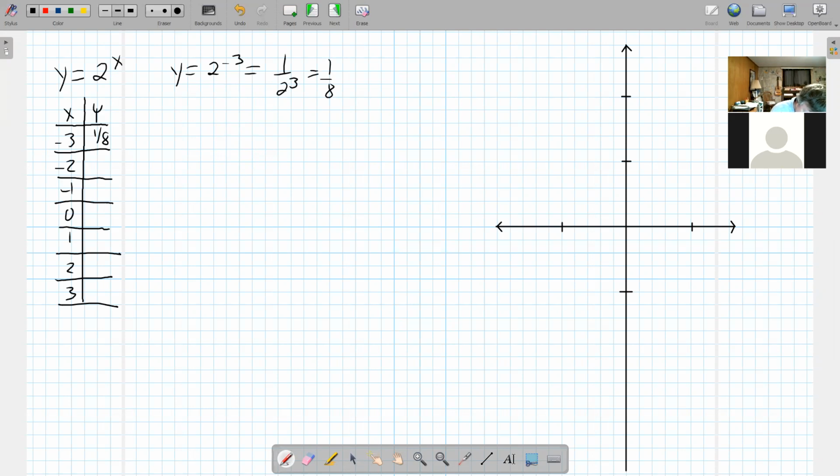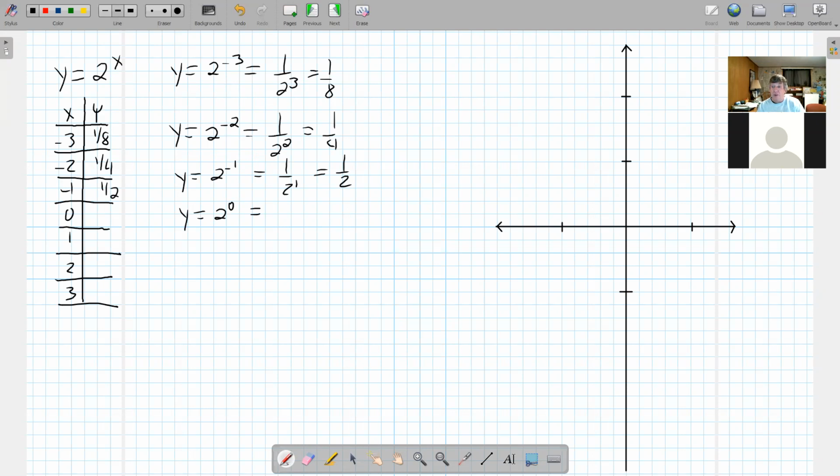We'll assume yes then. If x is -2, y equals 2 to the -2 power, which is 1 over 2 to the +2 power, which is 1/4. If x is -1, y equals 2 to the -1 power, which is 1 over 2 to the +1, which is 1/2. If x is 0, y equals 2 to the 0 power.